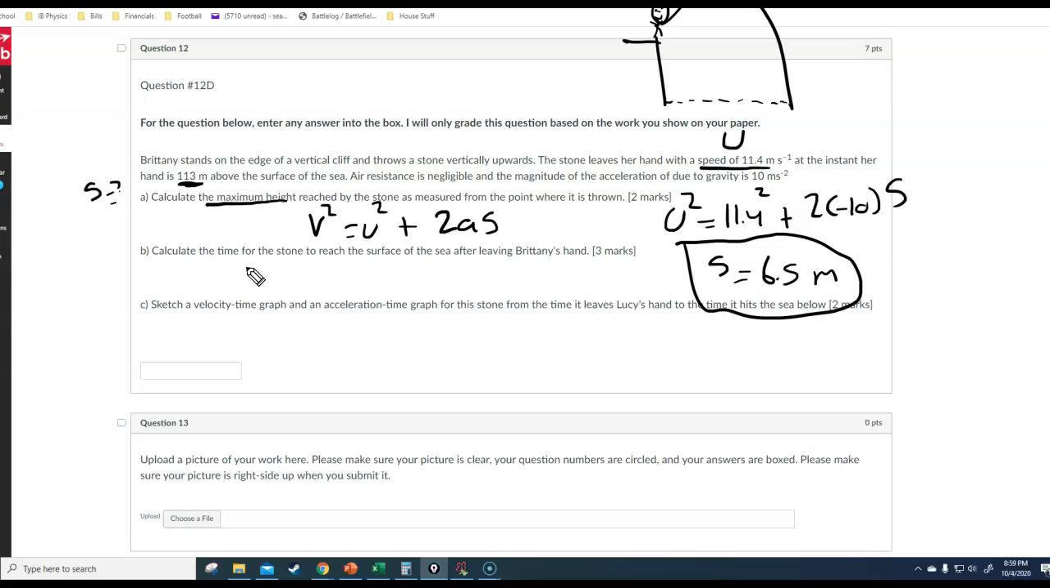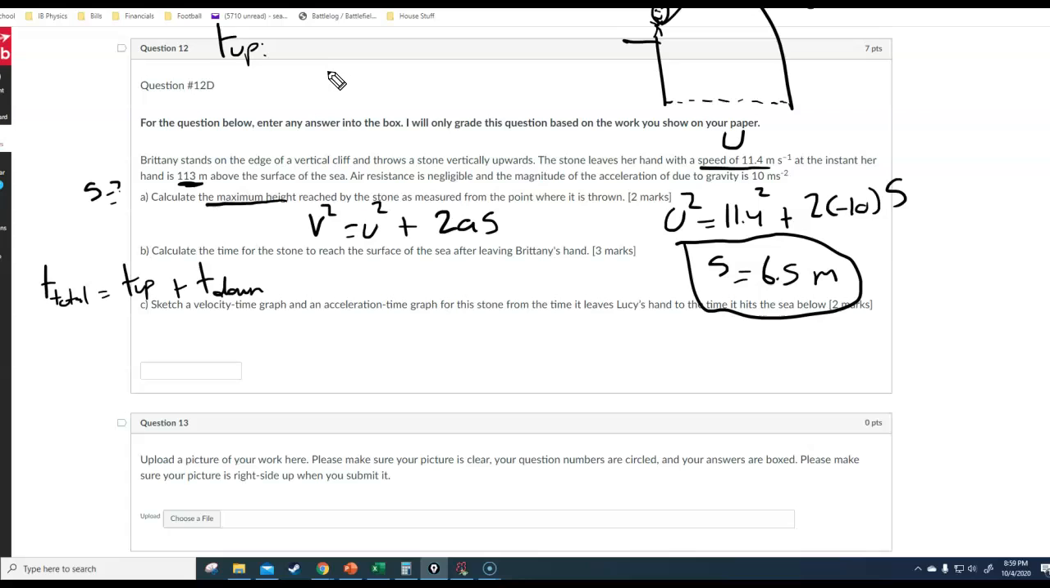12B, calculate the time for the stone to reach the surface of the sea after leaving Brittany's hands. There's two ways to do this. My preferred way would be to find the time up and the time down and add the two together. For the time up, at the highest point, the velocity is 0. And so basically, if we want the time up, we have the initial velocity, and we have the final velocity, and we have the acceleration.